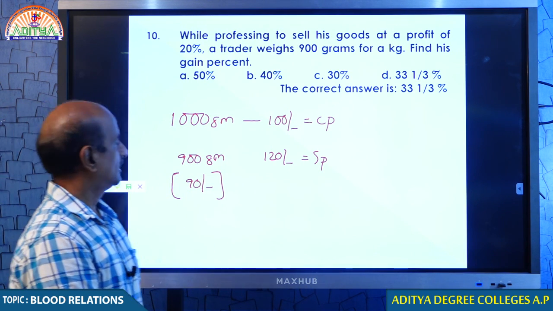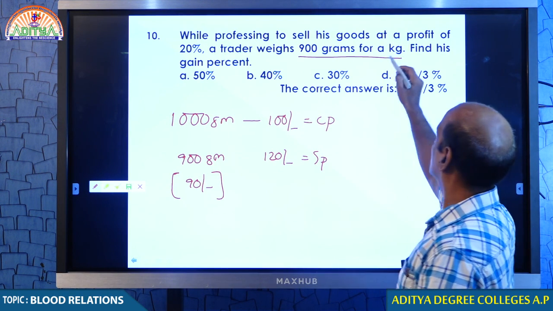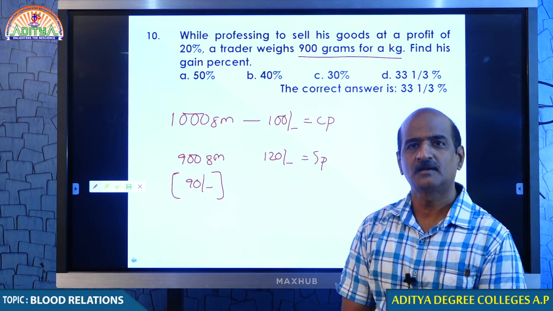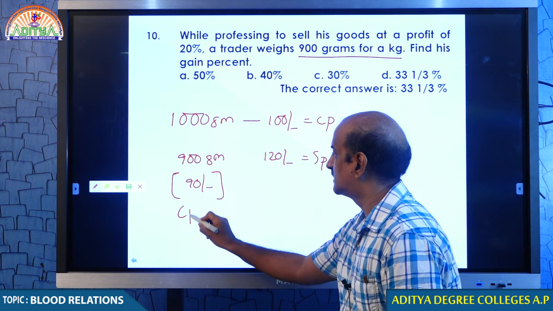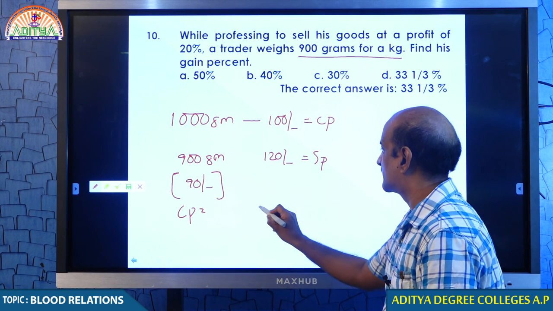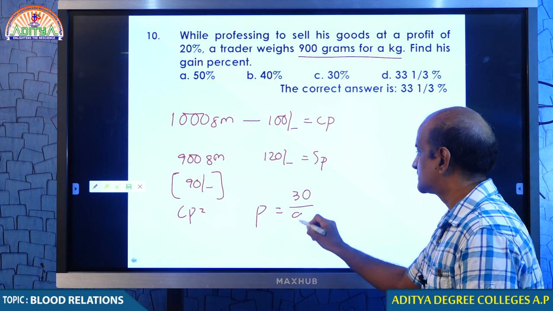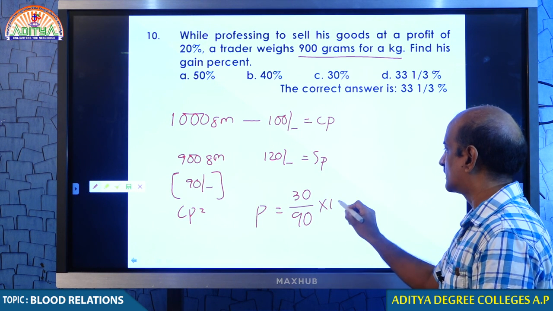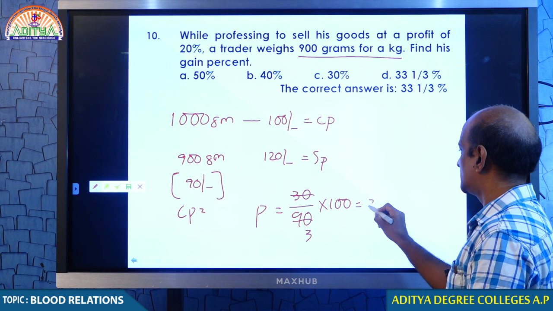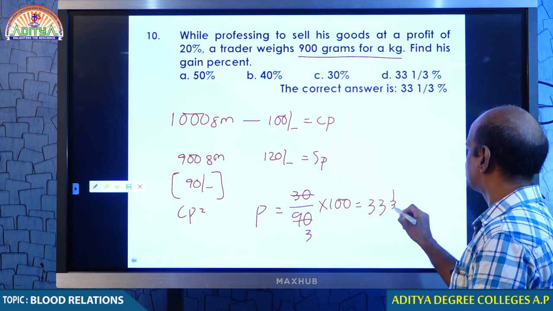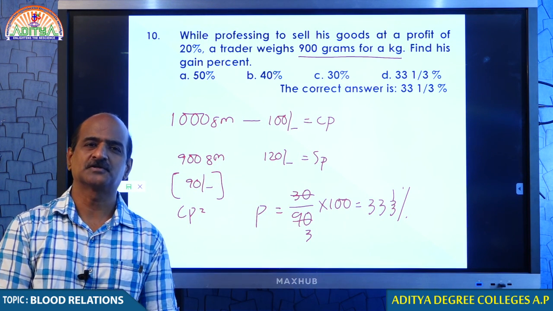You see, I am giving them only 900 grams per kg. 900 grams means 90 rupees. So 90 rupees worth of goods is sold for 120. Therefore, profit is 30. So what is the profit percent? Profit by CP into 100. And hence your answer must be 33 1/3%. I hope you understand, my dear students.